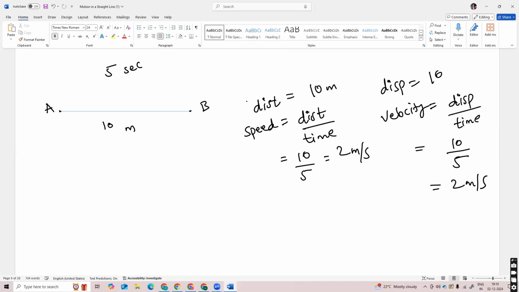You should also remember the unit of speed or velocity, which is meter per second, because the unit of distance is meter and the unit of time is second. So the unit of speed is meter per second. Similarly, the unit of displacement is meter and the unit of time is second, so the unit of velocity is also meter per second. This unit can vary, but since we are using SI units here, the SI unit for distance is meter, whereas the SI unit for time is second.